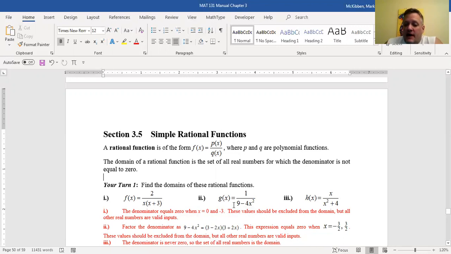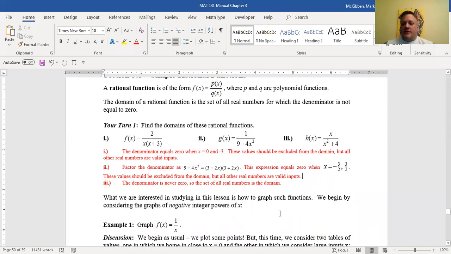The bottom of this one factors. It's a difference of squares, where you have 3 squared minus quantity 2x squared, and so it factors as 3 minus 2x times 3 plus 2x. You want to exclude anything that makes either of those equal to 0, which is 3/2 and -3/2 respectively. Finally, the bottom of this one is never 0. It's the sum of two squares, so there's no restriction on the domain. The domain is all reals.